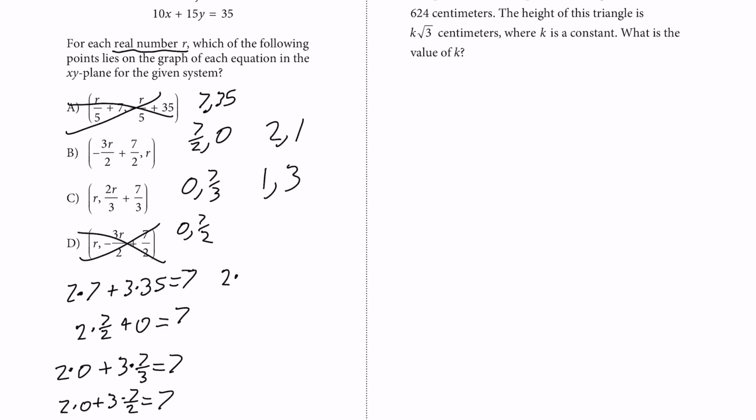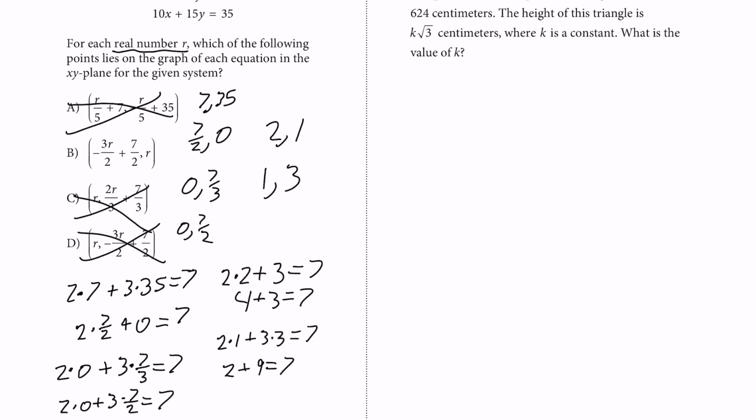We get 2 times 2 plus 3 equals 7. 4 plus 3 equals 7. That's correct. For the other one, we get 2 times 1 plus 3 times 3 equals 7, which is 2 plus 9 equals 7. That's not correct. So answer choice B is in fact our answer.